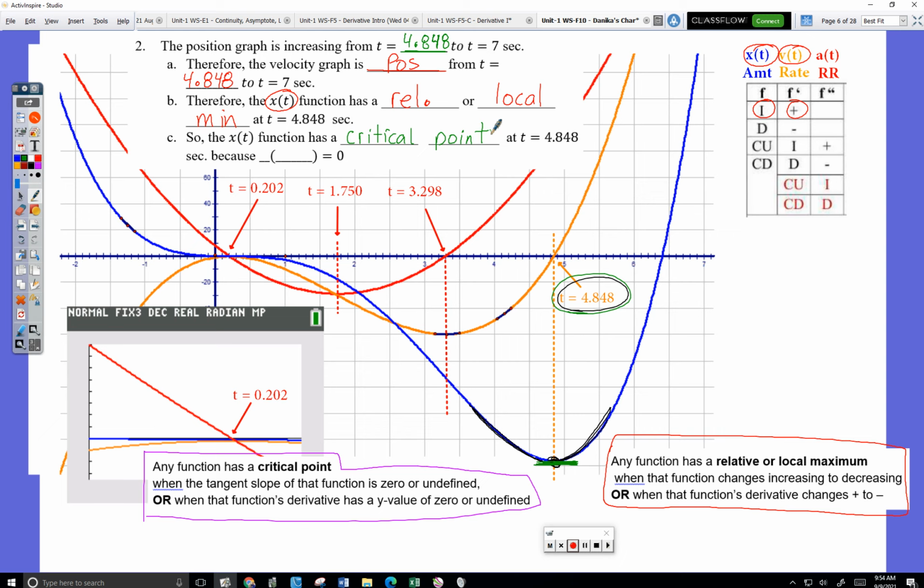Okay. One of the biggest mistakes on the test is just not being specific enough. I'm talking about the position having a critical point at this time. Now, I can determine that by looking at the velocity, because the y-coordinate of the velocity is the tangent slope of the position. Therefore, when the tangent slope of the position is 0, the y-coordinate of the velocity at that same time must be exactly 0.